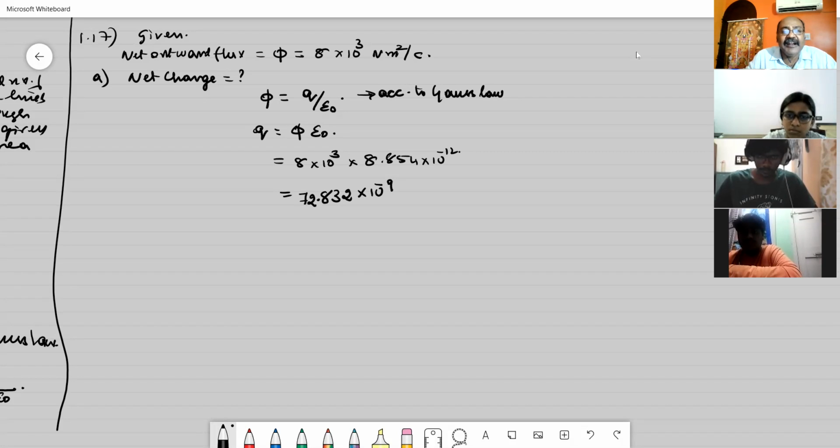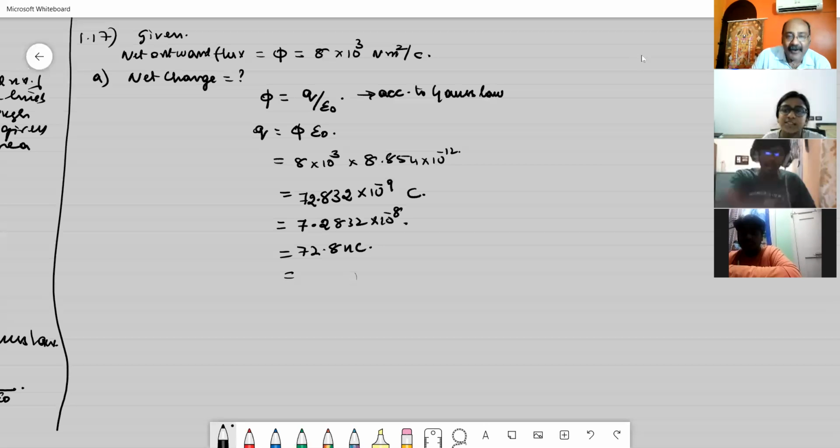So you will be getting 72.832 into 10 power minus 9 coulomb, or I can write it like this, 7.2832 into 10 to the power of minus 8, or I can write 72.8 nanocoulomb. If you want to write it in terms of 10 power minus 6.